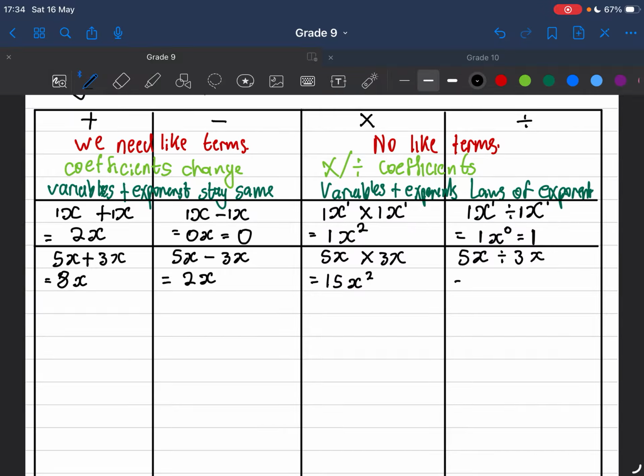5x divided by 3x, so you divide the coefficients. 5 divided by 3 as well, 5 over 3. X divided by x cancels, so you're just left with 5 over 3.